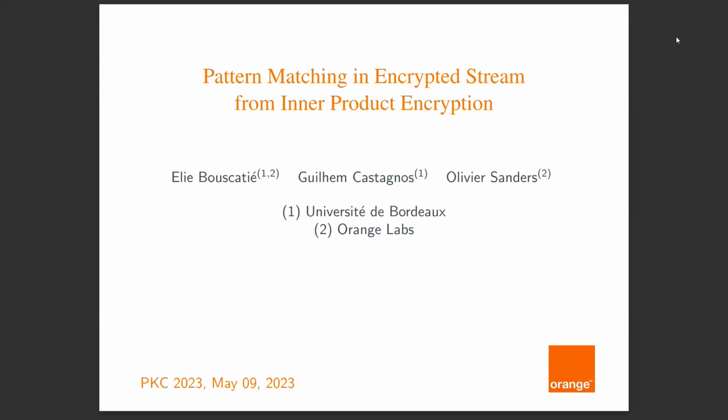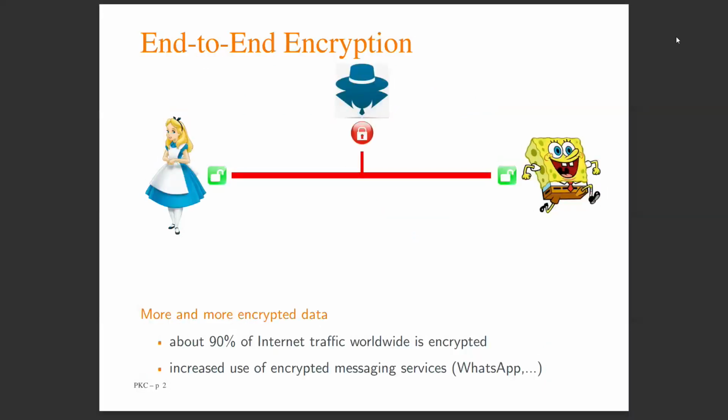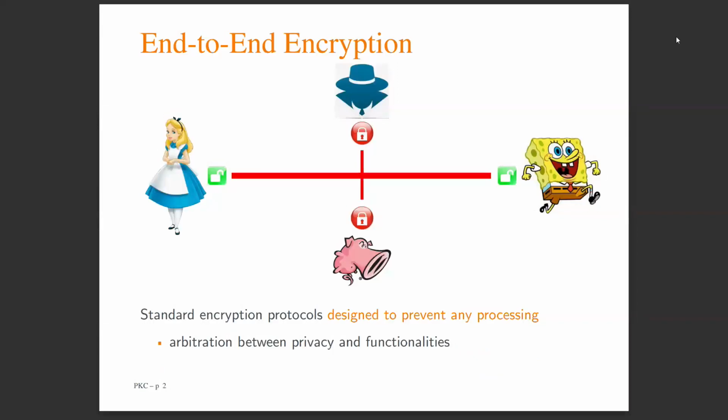Okay, thank you for the introduction. So today, end-to-end encryption has become extremely common. We indeed estimate that about 90% of internet traffic worldwide is encrypted, which is obviously a good point regarding privacy, but it also creates some security issues because it prevents any processing of this encrypted data. For example, if we want to detect malware using a tool such as Snort, this is not possible to do that directly on the encrypted stream.